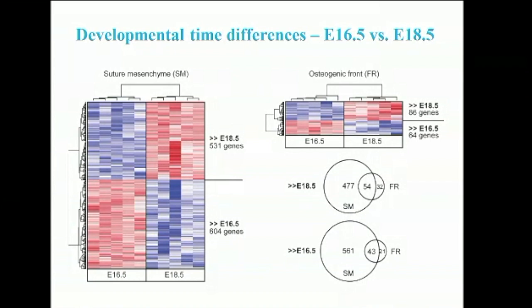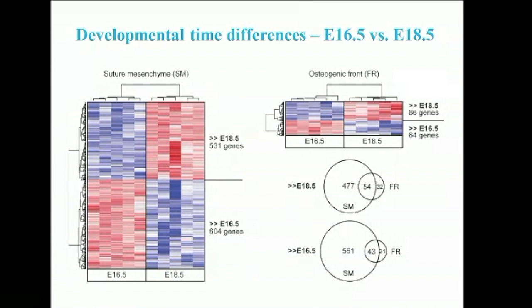And what is interesting is that we see far more differential expression in the suture mesenchyme compared to the osteogenic front. And the genes that are differentially expressed in the osteogenic front also have a high degree of overlap with those expressed in the suture mesenchyme. So these may be more indicative of general aging than anything else. And what we think this signifies is that most of the time development of these sutures is really driven by the suture mesenchyme.